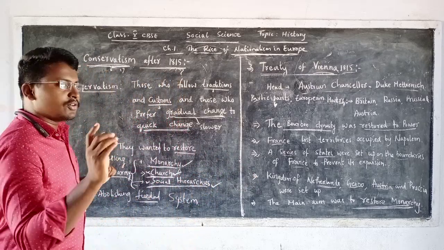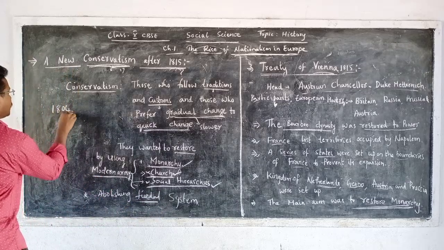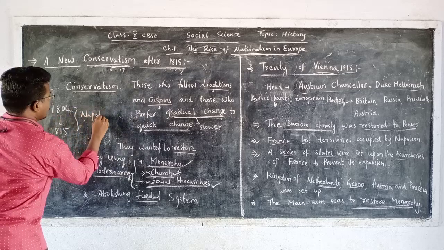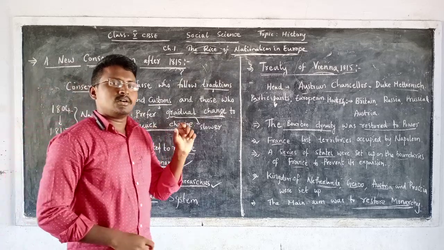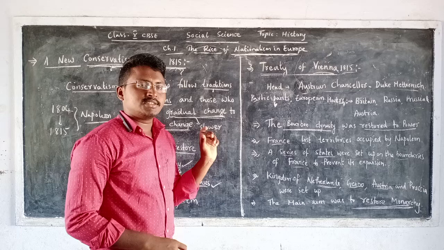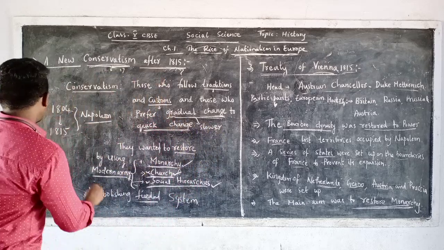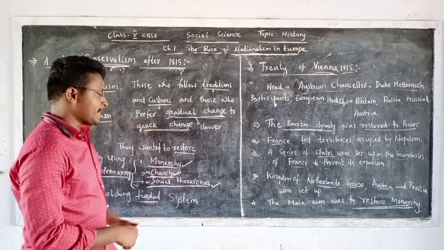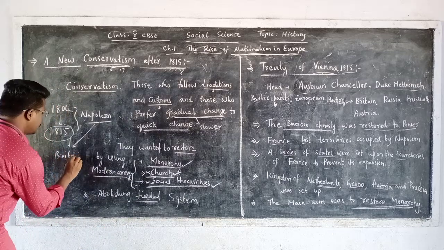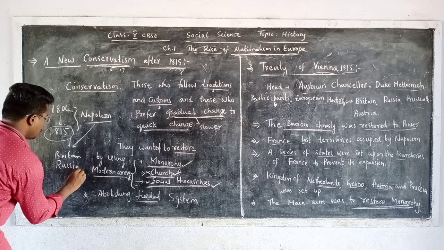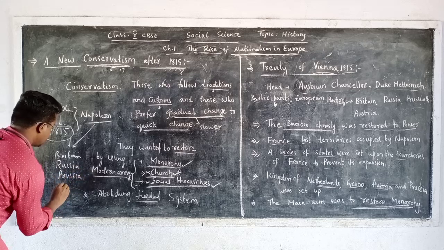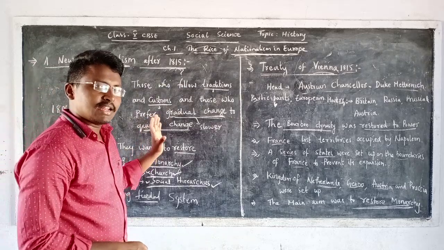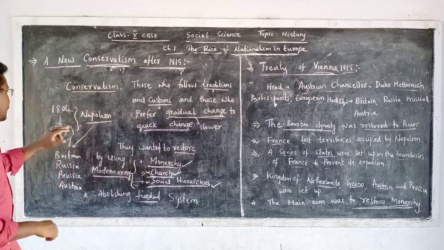Conservatives, basically, you all know, in the last lecture I told you that from 1804 to 1815, Europe was under the control of Napoleon, or you can say the Napoleonic Code or Civil Code of 1804 was functioning in Europe. Then, in the year 1815, Napoleon was defeated by four European powers. They were Britain, Russia, Prussia, as well as Austria. So these were the four European powers which collectively defeated Napoleon in the year 1815.